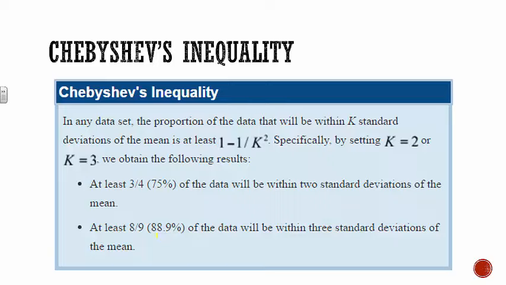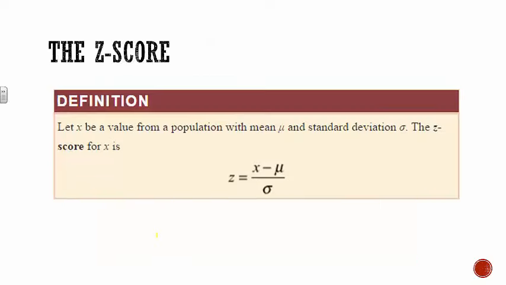And it's saying at least. So it could be 88.9 or more, which, going back to the empirical rule, we know 95 should be within 3 standard deviations. So again, this one gives you a little bit more flexibility. It's a little bit more loose in terms of how much of your data should be within however many standard deviations, but it's just another way of analyzing your data.